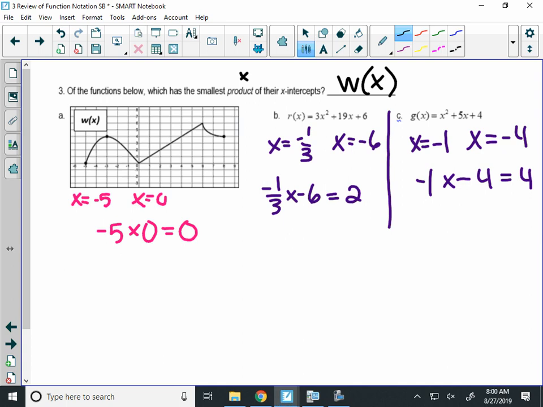Alright, so the next page, I didn't put it on here, is review of matching parent functions, one-to-one, and even odd or neither functions. Try that. If you need any more help, ask your teacher.